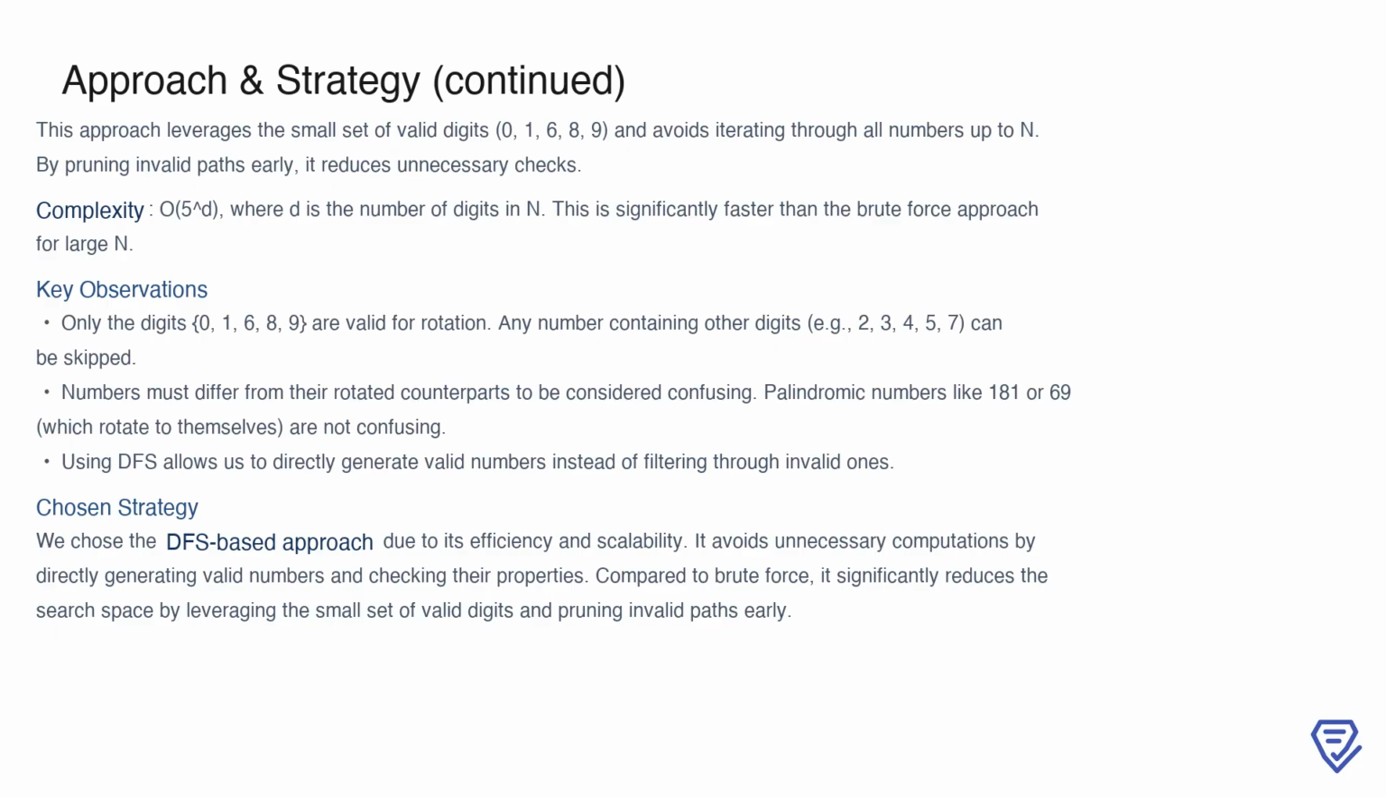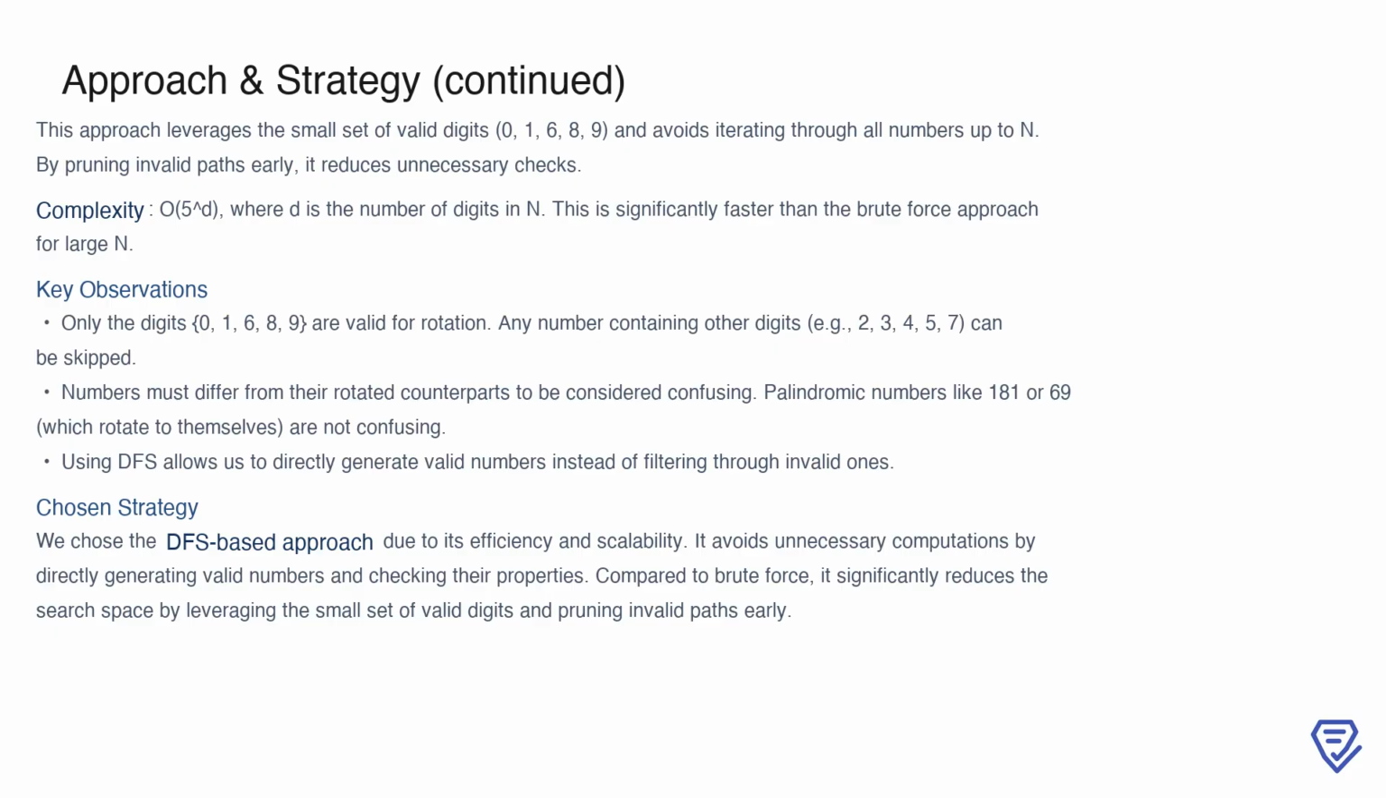First, only the digits 0, 1, 6, 8, and 9 can form valid rotated numbers. Any number containing digits like 2, 3, 4, 5, or 7 can be ignored outright, as these digits are not valid for rotation. Second, to be considered confusing, a number must differ from its rotated counterpart. For example, numbers like 181 or 69, which appear the same when rotated, are not confusing.